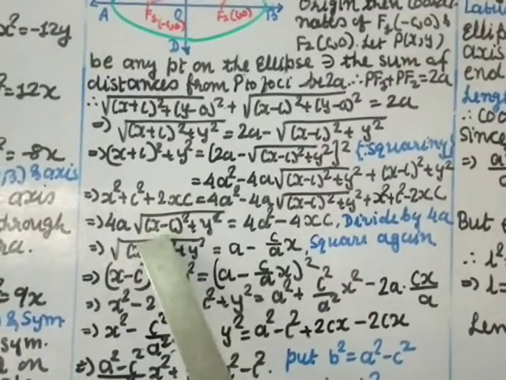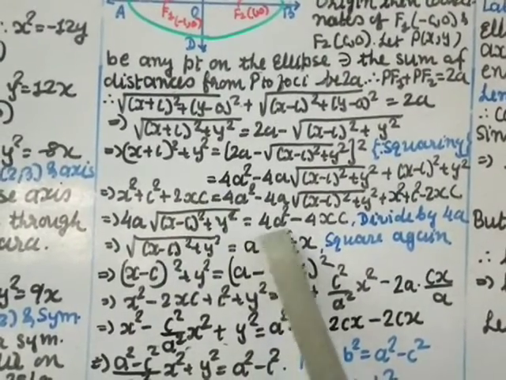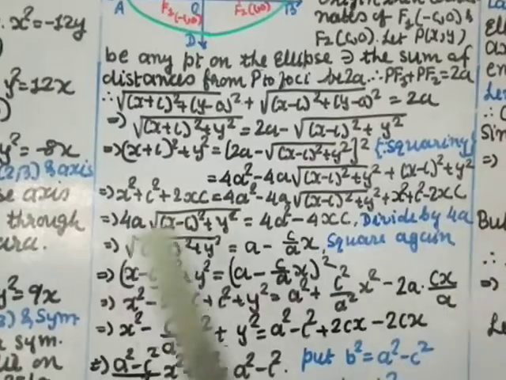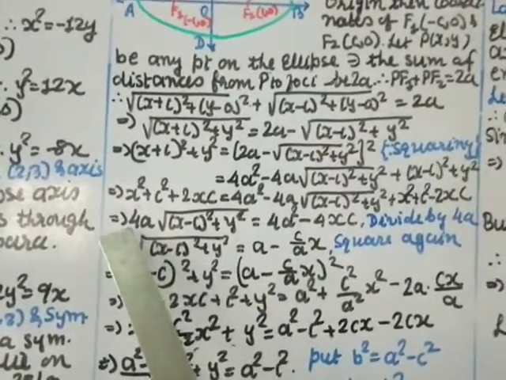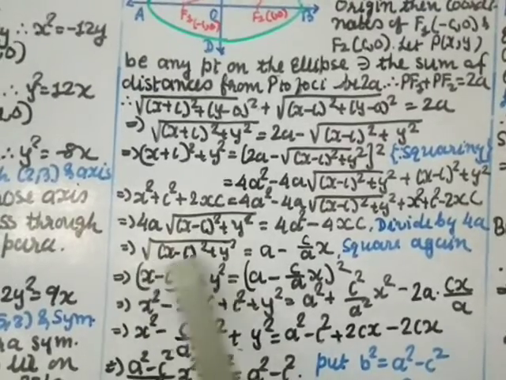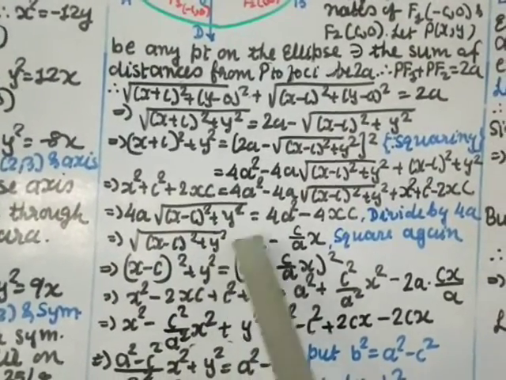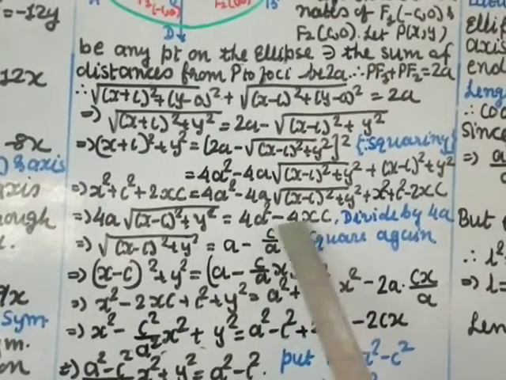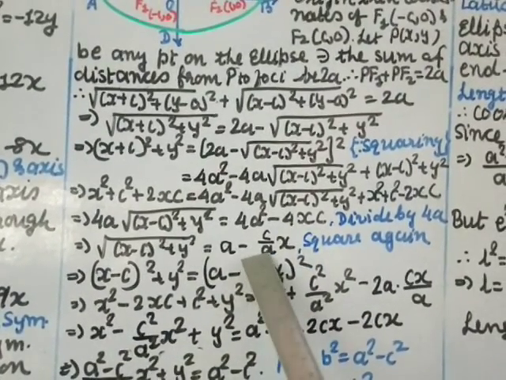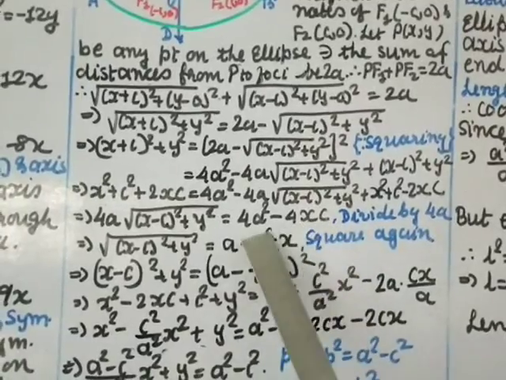Okay, and this I have transferred here, and here remains 4a square. Now divide by 4a, so each term has 4a. When you divide here, you get the square root of (x minus c) whole square plus y square equal to, when you divide by 4a, here remains a, minus, here you divide by 4a, so 4 cancels, but 1 in a in the denominator remains, and this cx is as it is.